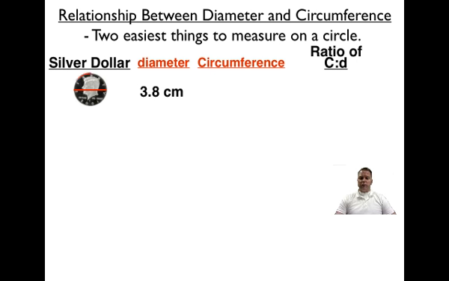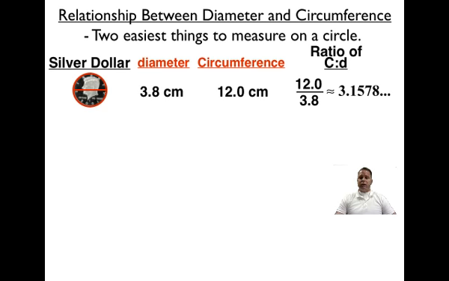The circumference is the distance around the edge of the circle. And if we measure that, we'll get 12 centimeters approximately. So the ratio of the circumference to the diameter, 12 divided by 3.8, works out to 3.1578, and so on.